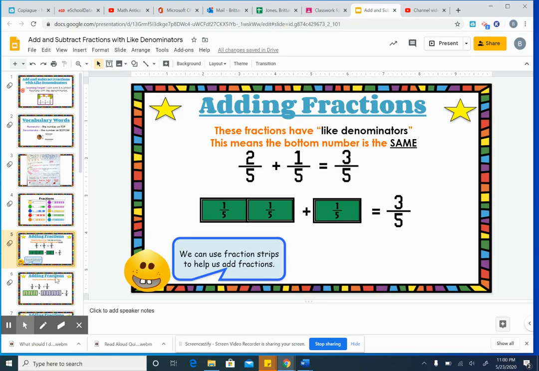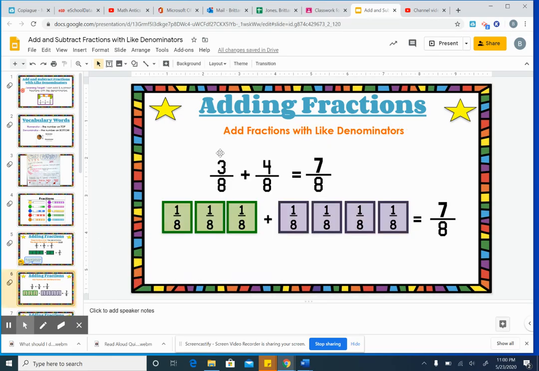Okay, let's look here. 3/8 plus 4/8 equals 7/8. You can show that with a picture. 3/8, 4/8. You count them all up and you get 7 of them. It's 7/8. Again, we can add these because the bottom number is the same.